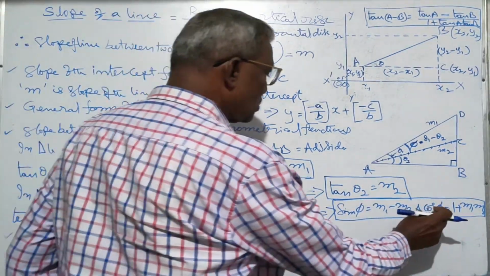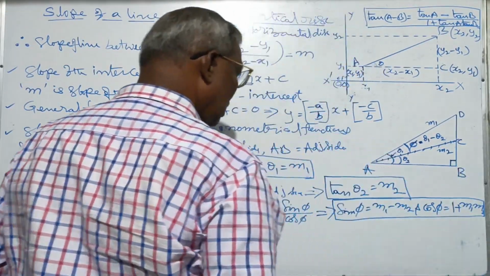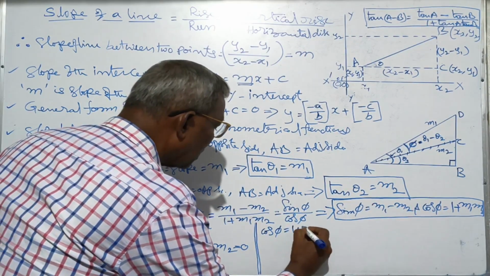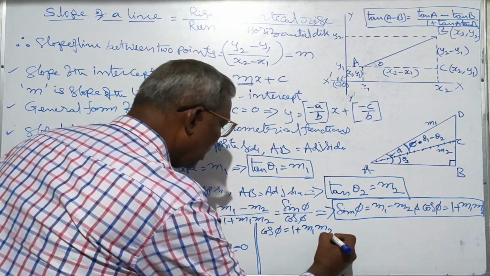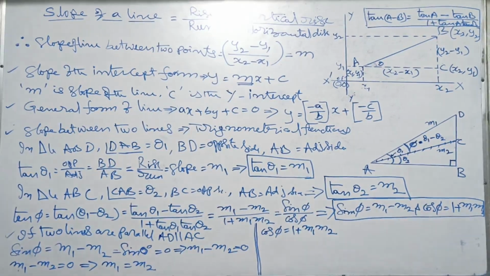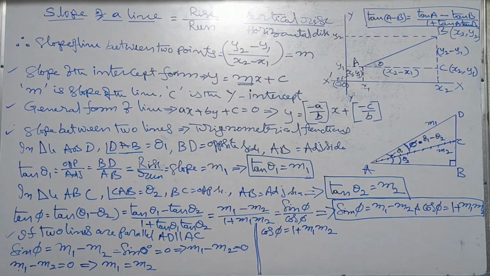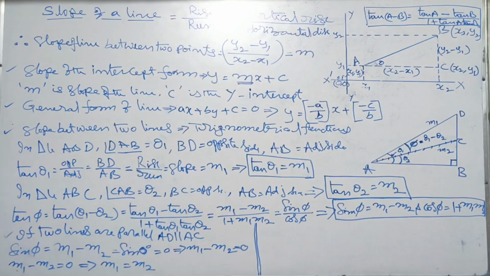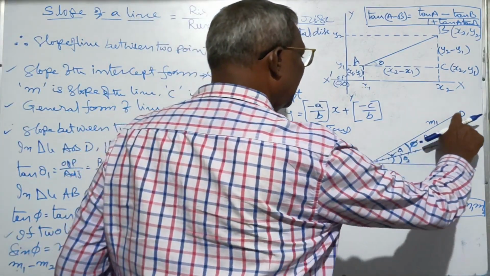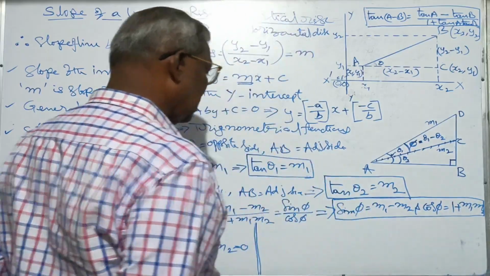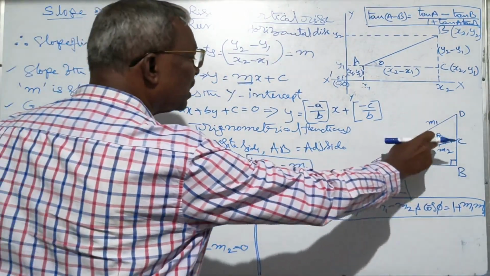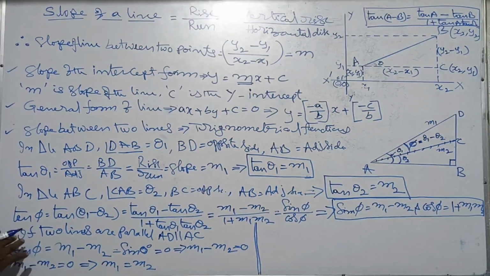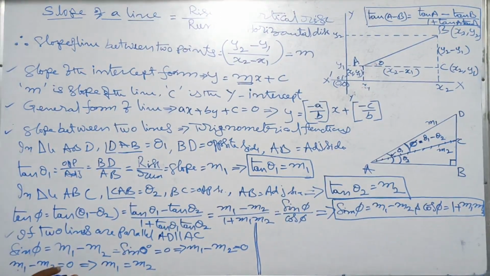Next, cos pi is equal to 1 plus m1 m2. If two lines are parallel, meaning AD is parallel to AC, then its slopes are equal. m1 is equal to m2. If two lines are parallel, its slopes are equal.